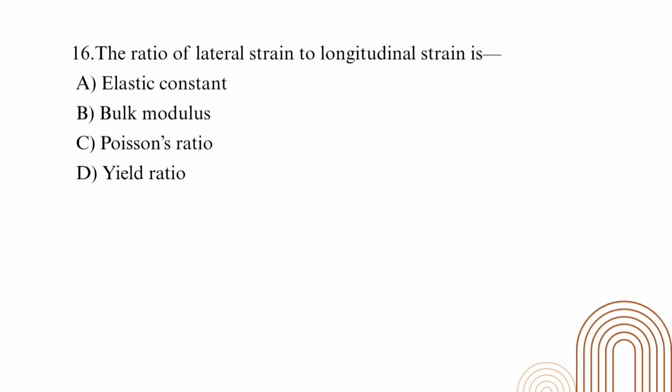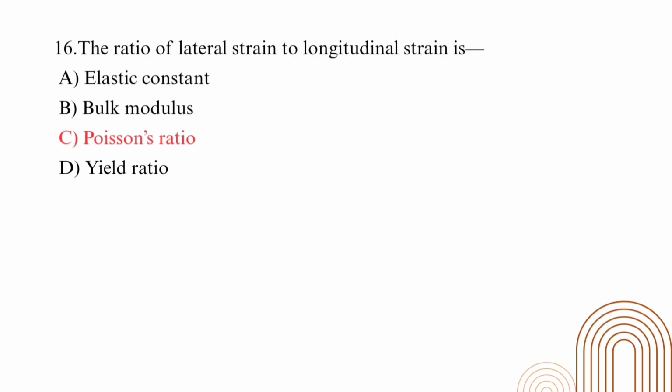Now the next question, number 16. The ratio of lateral strain to longitudinal strain is, and options are: option A, elastic constant; option B, bulk modulus; option C, Poisson's ratio; and option D, yield ratio. And the correct answer is Poisson's ratio.